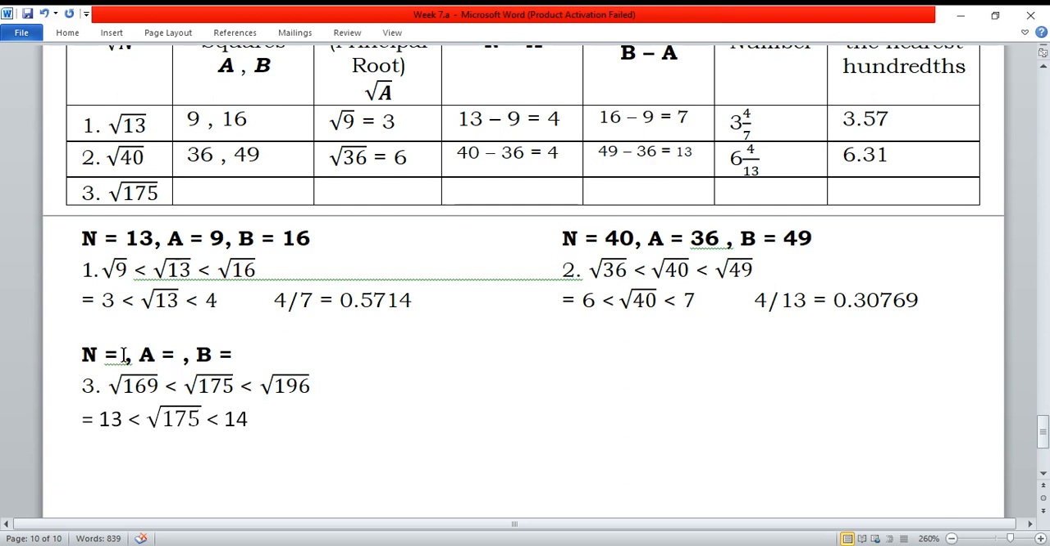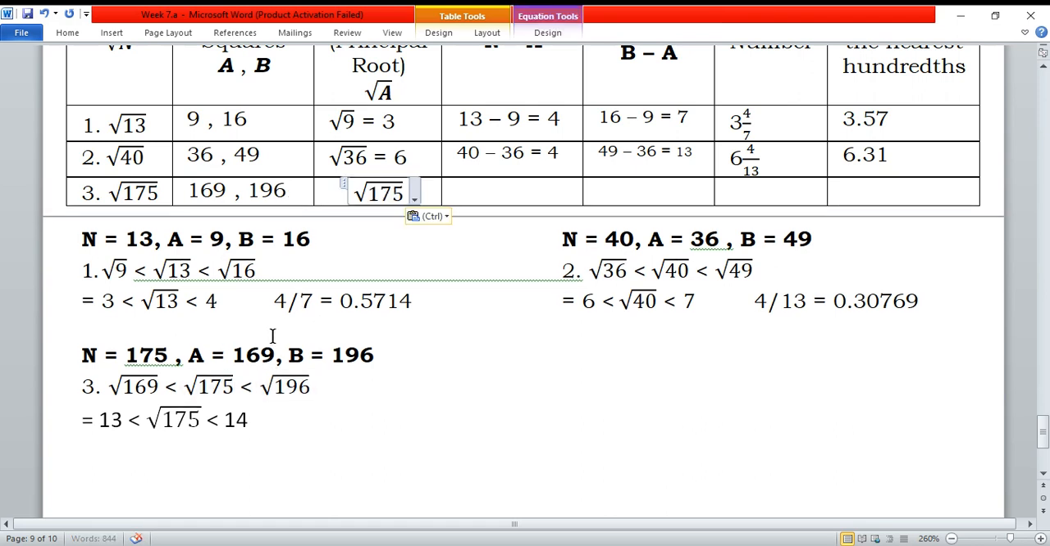So, ang n natin will be 175. Ang a natin ay 169. Ang b natin ay 196. Okay, ayun. Gotcha. So, tuloy natin to. Lipat lang natin. So, ang A ay 169. Ang B ay 196.